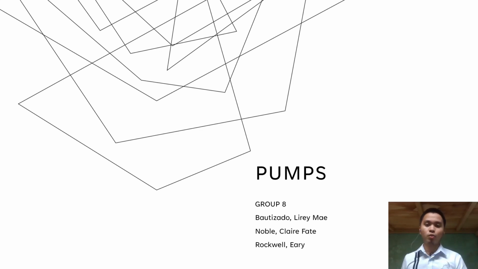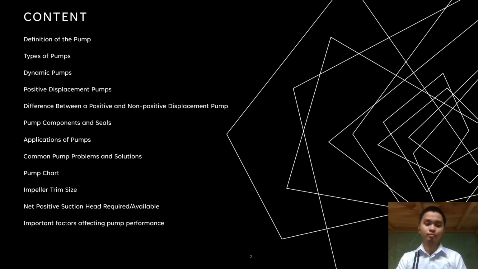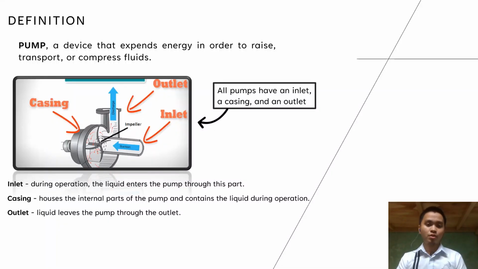We are going to report about pumps. Firstly, the definition. Pump is a device that expends energy in order to raise, transport, or compress fluids. The earliest pumps were devices for raising water, such as the Persian and Roman water wheels, and the more sophisticated Archimedes screw. All pumps have an inlet, a casing, and an outlet.